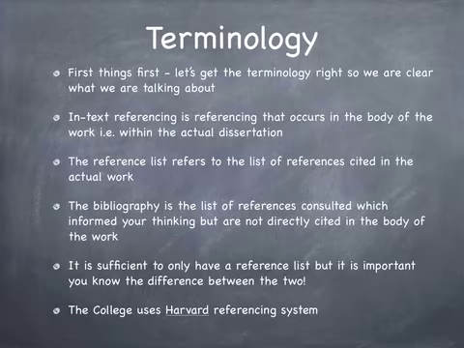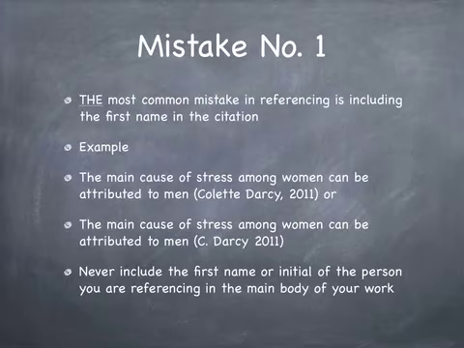Okay, let's get started then. So the mistake that I see most commonly in students' work is the idea that students will include the first name of the author in their in-text referencing. So here the example is the main cause of stress amongst women can be attributed to men. And this person has put open bracket Colette Darcy, comma 2011. Or sometimes what I see is they have open bracket C. Darcy 2011. So they use the first name initial or the first name itself.